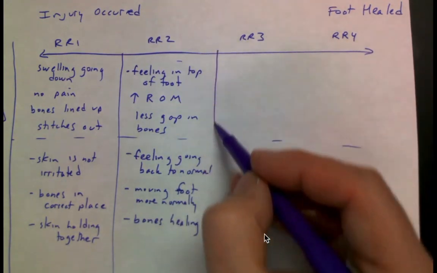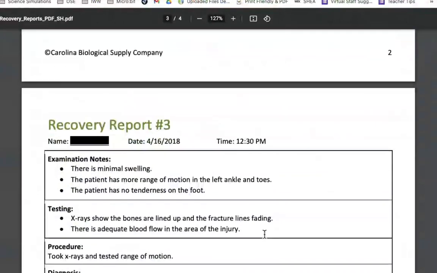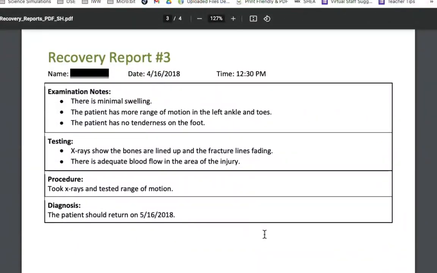Okay, let's go to the third one. Our third report is even shorter. Minimal swelling, more range of motion, no tenderness in the foot, so it's not hurting anymore if you just touch it. The bones are lined up, fracture lines are fading, shows the bone is going back together again. And they come back in a month. So this report was done on the 16th of April. They're telling this guy not to come back until a month later. So things are looking really good.